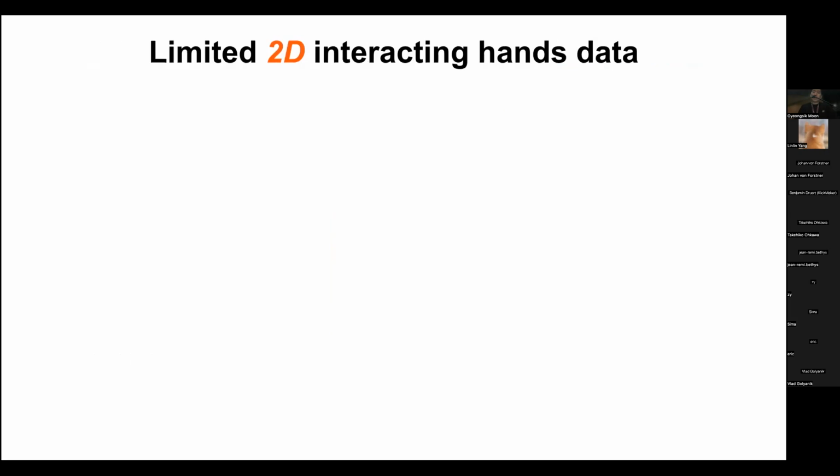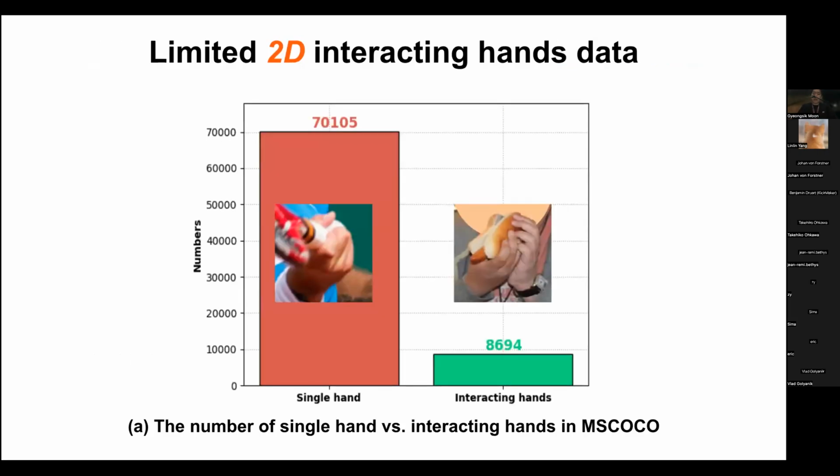So one observation we have for the 3D interacting hand recovery in the wild is that we have a very limited number of 2D interacting hand data. So this graph shows that we have only 8K 2-hand images in MS COCO, while we have 70K single-hand data in MS COCO. That means even though they only provide 2D data, we have a very limited number of 2D interacting hand data.